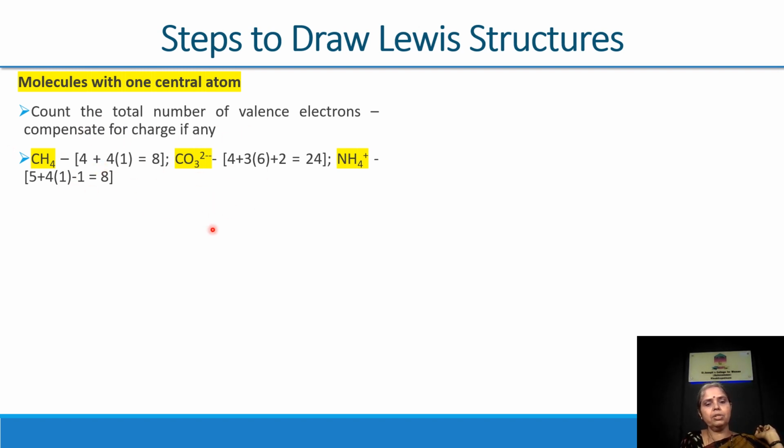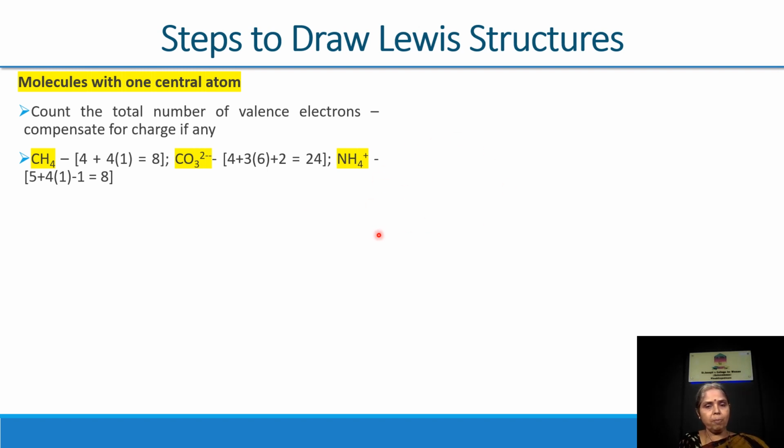Look here, for CO3 2 minus, there is 1 carbon and 3 oxygens. Carbon will contribute 4 electrons. Each of the oxygen, what is the oxygen electron configuration? 2s2, 2p4, which means there are 6 valence electrons in each oxygen. You are having 3 such oxygens, which means 3 into 6. So 4 plus 3 into 6 plus 2. Why did I add 2? Because charge is 2 minus. That means you need to add 2 more electrons. So the sum total of valence electrons in CO3 2 minus is 24.